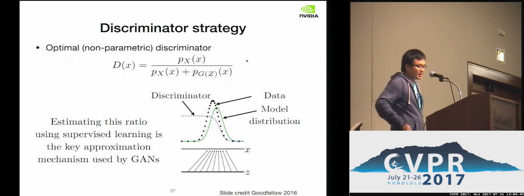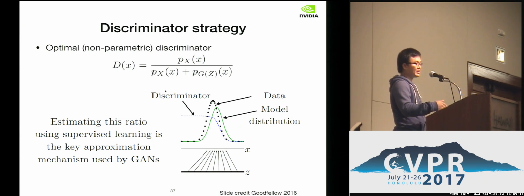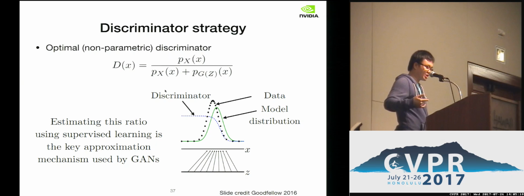So you can think of this as you have a data distribution, this black dot, and you have the model distribution, the green curve, and the discriminator basically estimates a decision boundary of this shape, and tries to push the samples from the model distribution closer to the data distribution. And estimating this ratio using supervised learning through the discriminator network is the key approximation made in this GAN formulation.